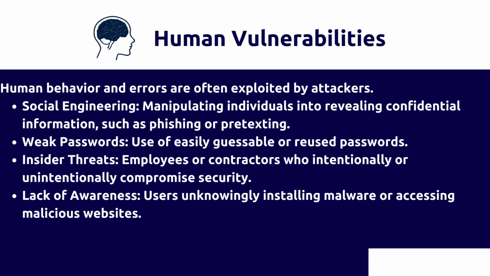Now for the human vulnerability. Human behavior and human error are often exploited by attackers. Number one example is social engineering. What is social engineering? Manipulating or masquerading as illegitimate persons to retrieve or reveal confidential information. Manipulating individuals into revealing their confidential information, such as phishing or pretexting.